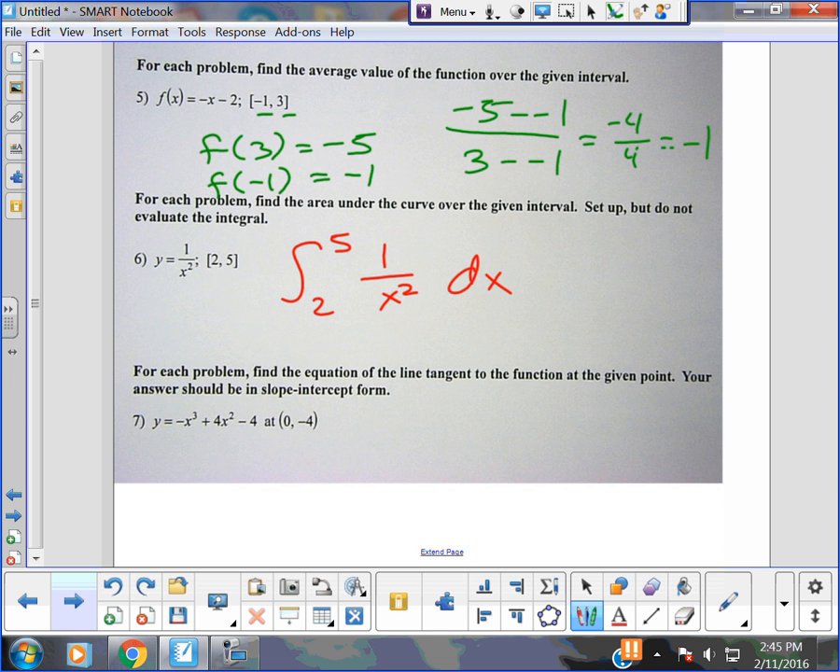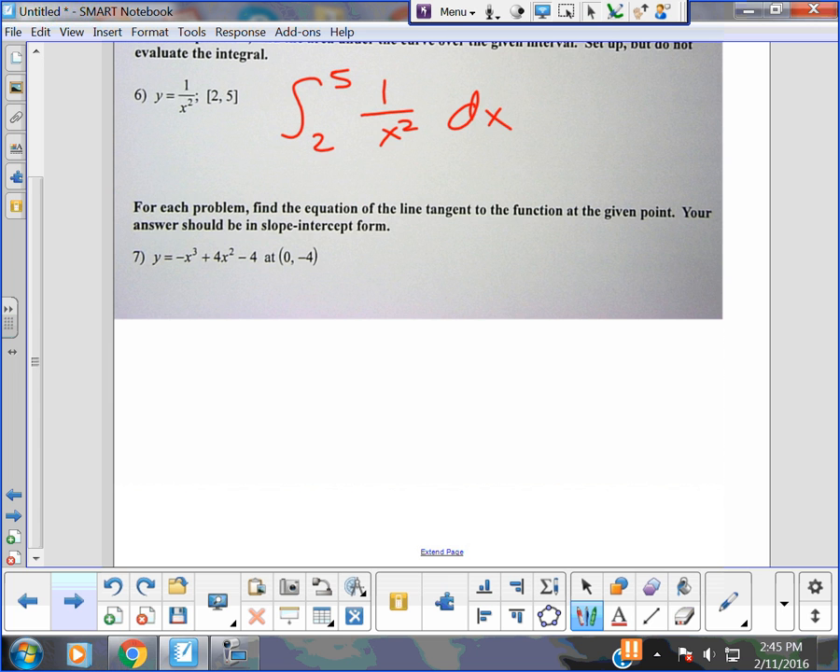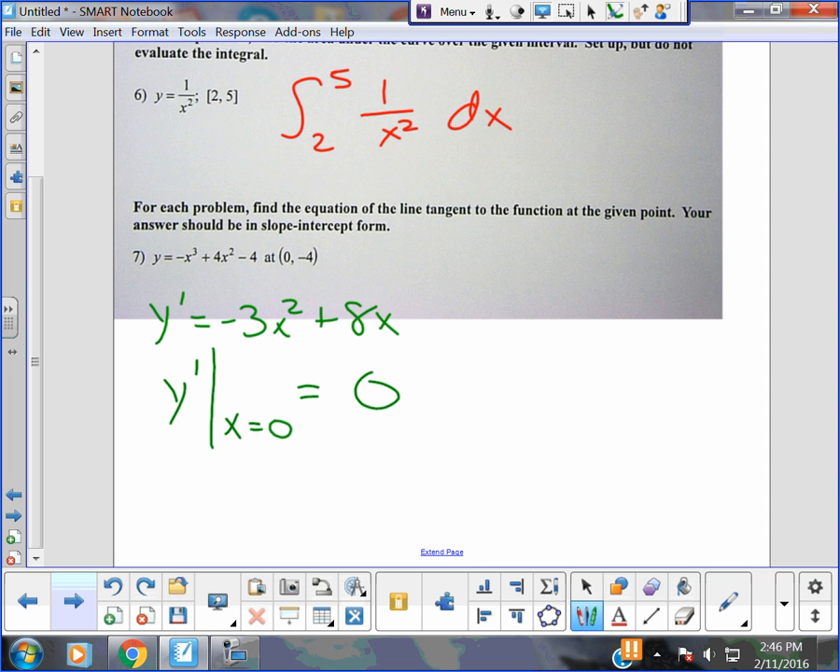Yep. All right, for number 7. For each problem, find the equation of the line tangent to the function at a given point. They want slope-intercept form. I'm going to put it in point-slope form still, and solve it. If I'm going to get a tangent line, I have to get the slope of the derivative at that point. So I'm going to have to get y prime still. And I have the point, it's 0, negative 4. So now the question is, what's the slope when x is 0? By coincidence this time, what's the slope when x is 0? 0. I love easy problems.